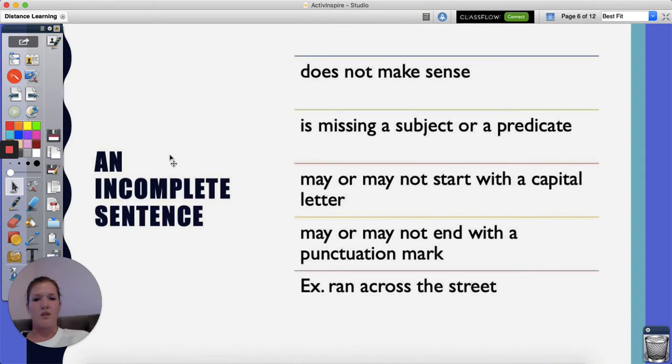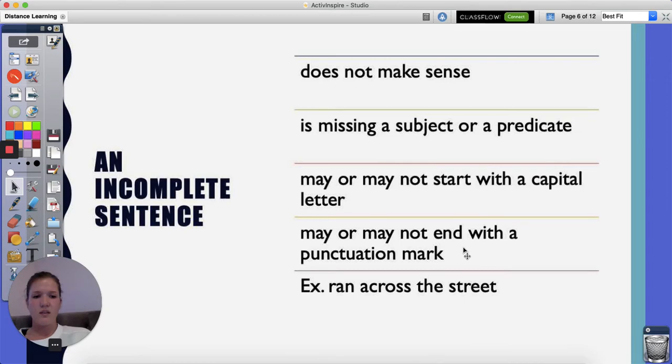And then we have to talk about incomplete sentences. So we know an incomplete sentence does not make sense. It is missing a subject or a predicate. If you have a sentence that is missing either the subject or the predicate, we know that it is definitely not a real sentence. And it may or may not start with a capital letter. We may have a sentence that starts with a capital letter that might trick us, but if it doesn't make sense or if it's missing a subject or a predicate, we can tell that it's not actually a complete sentence and it is incomplete. And it may or may not end with a punctuation mark.